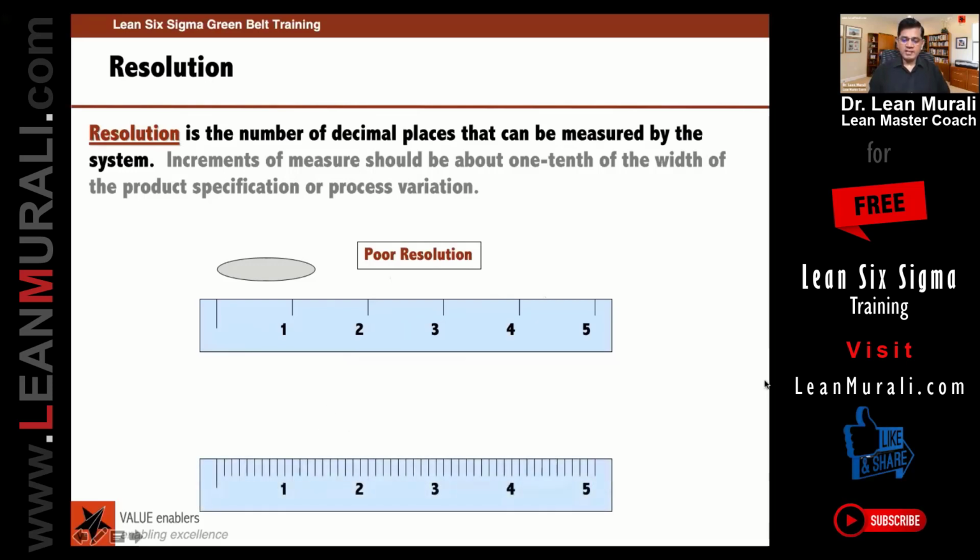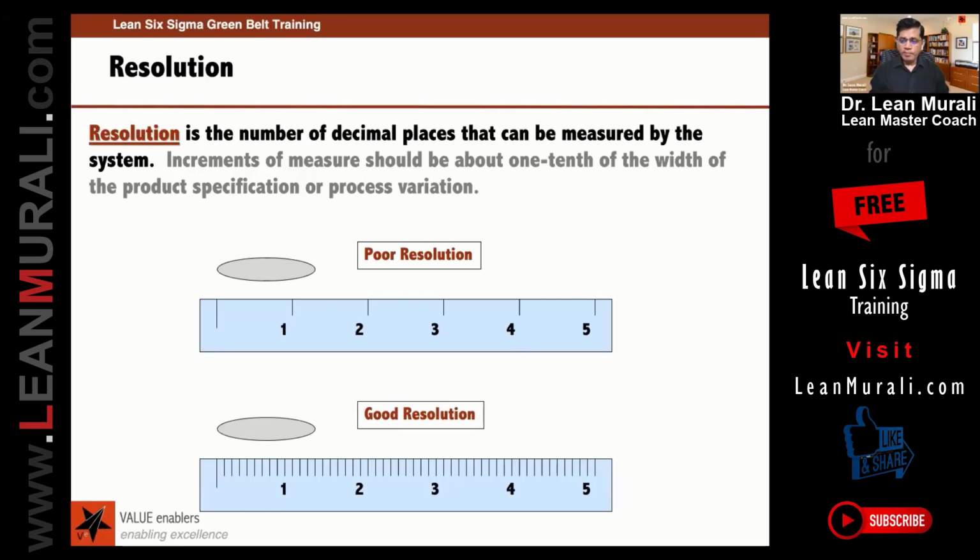Suppose you have a scale like this, which is divided 10 times, so that you can say 1, 1.1, 1.2, 1.3, 1.4, 1.5. It is 0.1 unit, 1/10. So this is called good resolution.